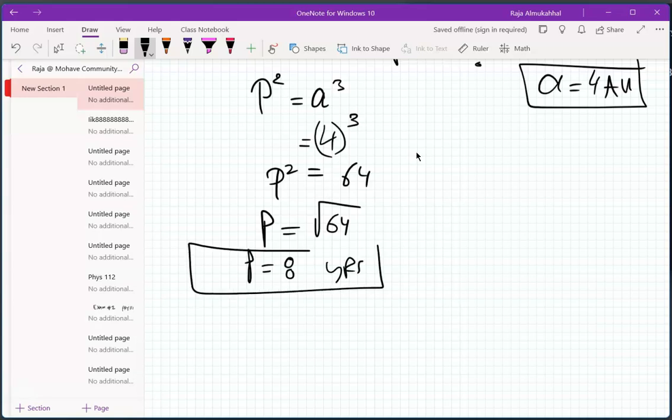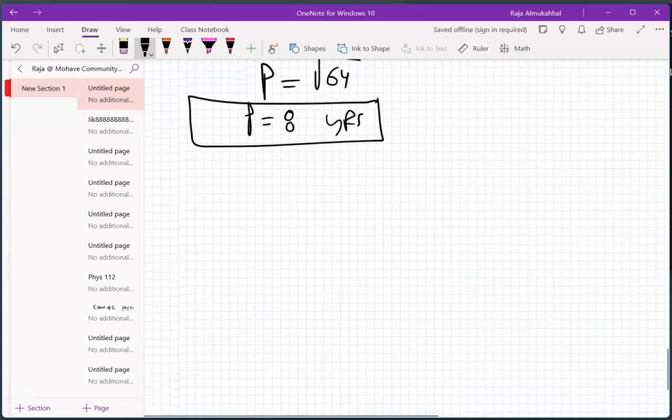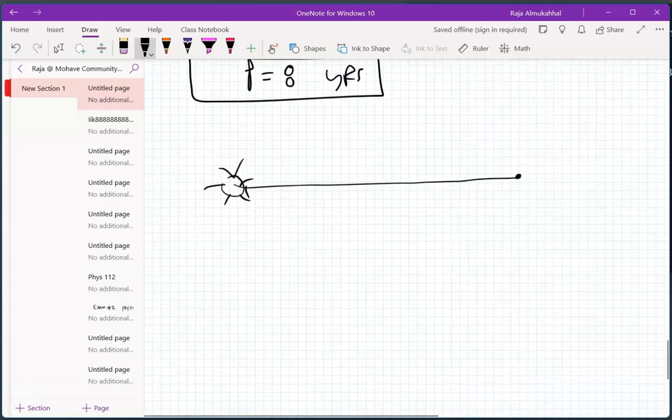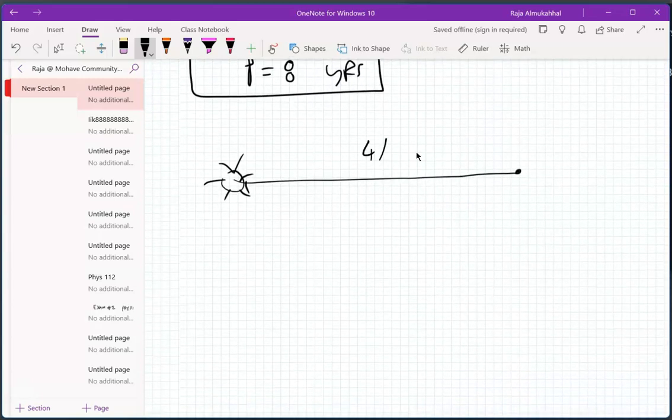Okay? Now what does that mean? It means, let's go back. So here is the sun. Here is the asteroid here. And it is 4, what is it, 4 AU? I forgot. Yeah, 4 AU. So we have 4 AU a distance. So this asteroid is going around the sun. You see what I'm saying?